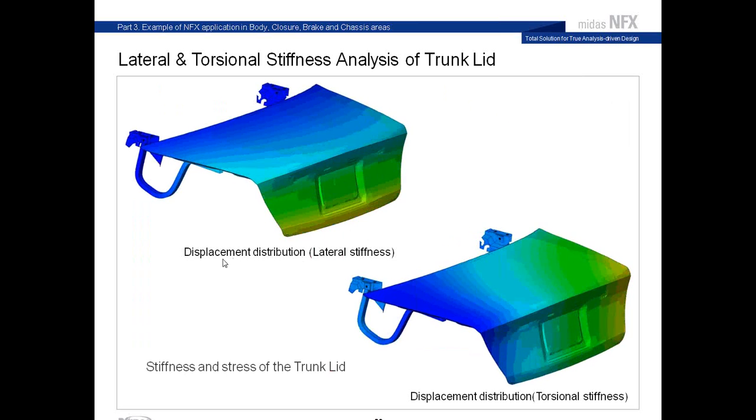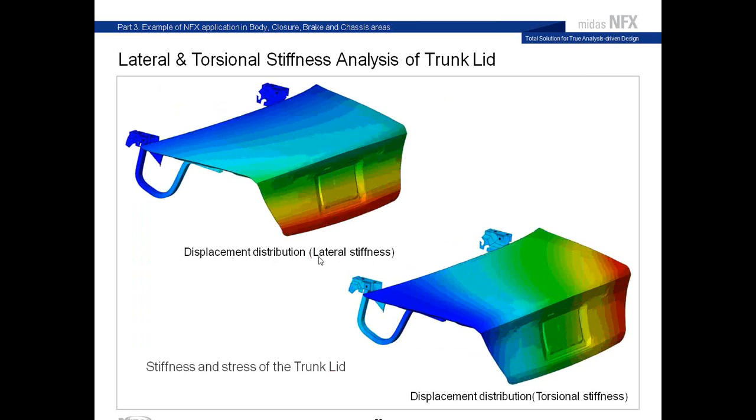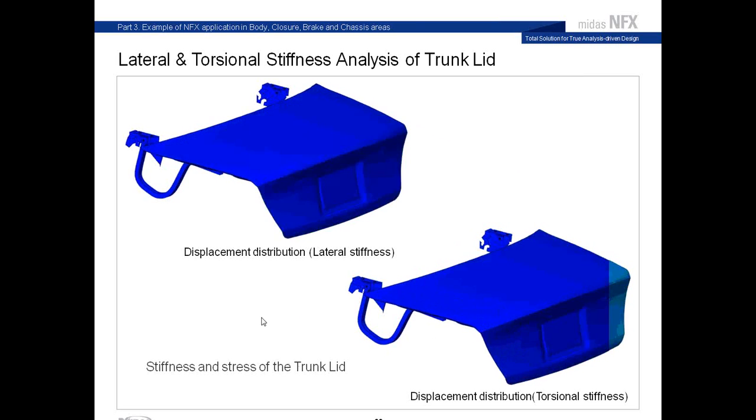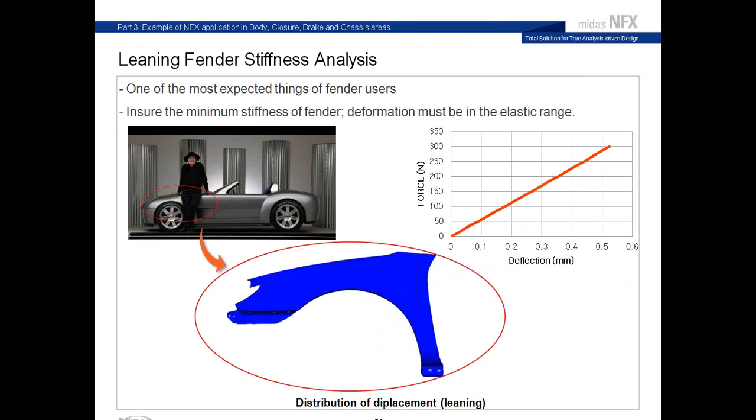So here, the displacement distribution of the trunk lid, and same, we're analyzing lateral and torsional stiffness. Now also, if someone leans on this part, the leaning fender stiffness.